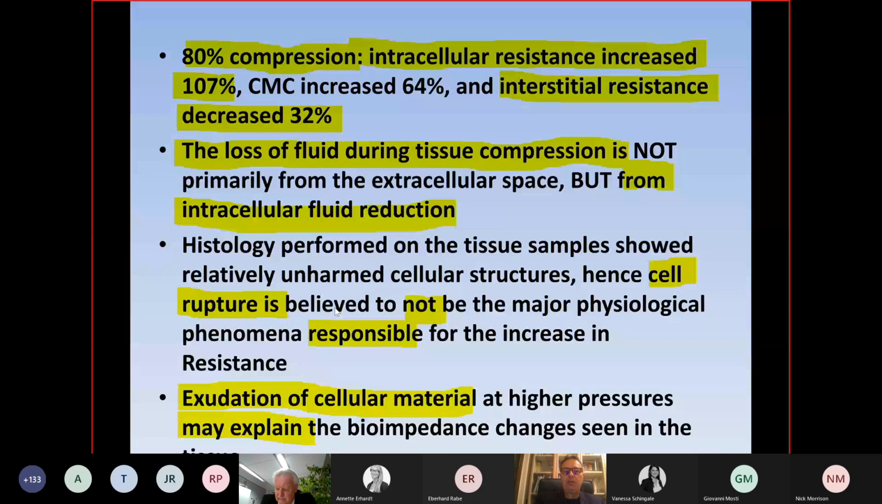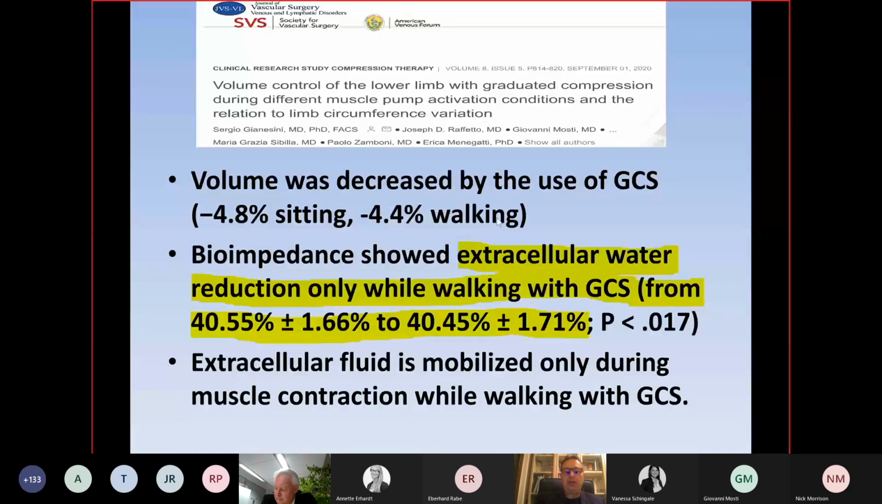These are some data from this study. With 80% compression, the intracellular resistance increased, but the interstitial resistance decreased. So you did not remove the fluid from the interstices, but you removed the fluids from the inner cell. So this is interesting because that means that when we compress too strong, we have somehow a removal of the fluids from the inner part of the cell, not from the interstices.